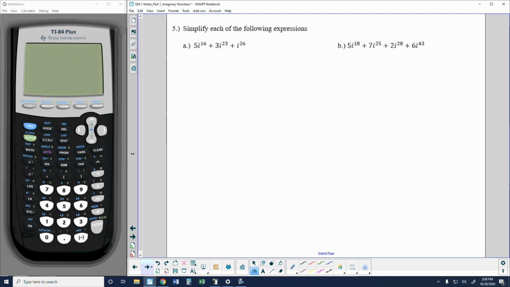So this is a good place to stop with imaginary units. Tomorrow in class, we will look at this problem and then give you some time to practice with powers of i.